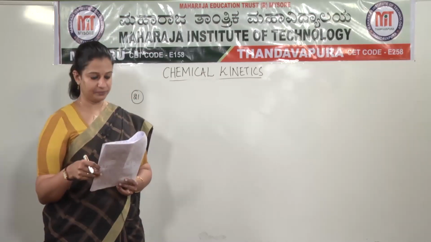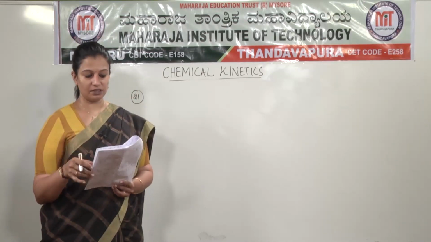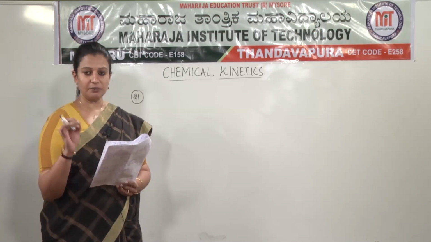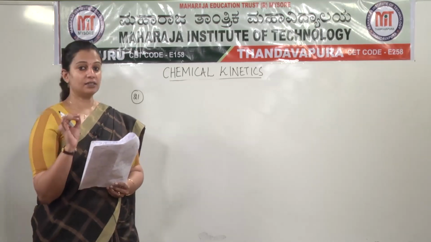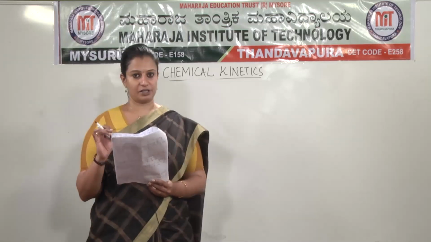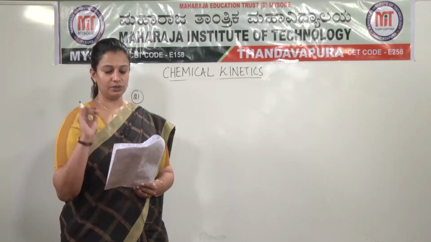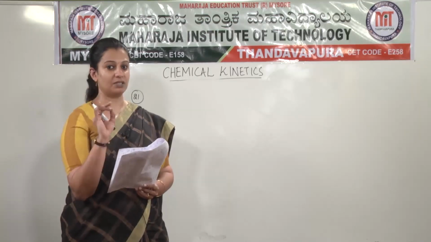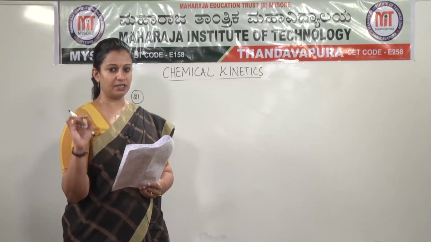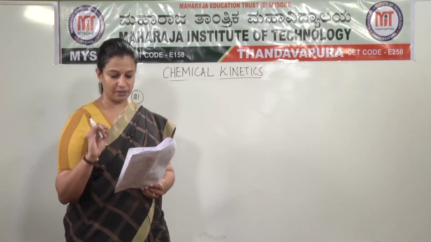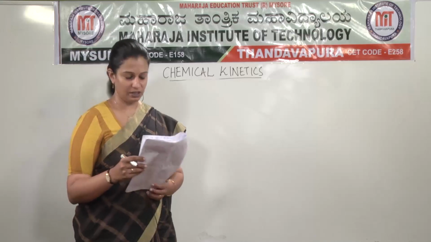Question 21. 75% of a first order reaction is completed in 30 minutes. What is the time required for 93.75% of the reaction to be completed? I have told you before also, you have to remember 50% completed, 75% completed, 87.5% completed and 93.75% completed. That will become very, very easy for you to do the calculation then.